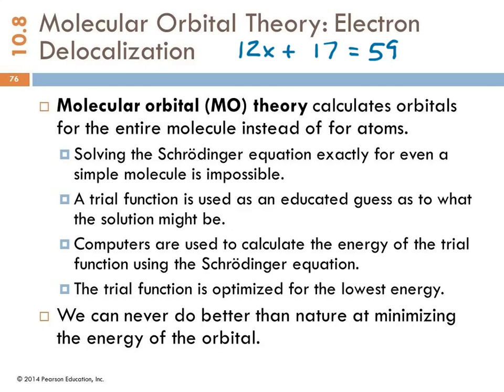So of course, we're not chunking these out by hand with a calculator. We use computers to do this, powerful computers, and they crank through all these numbers. And so they calculate the energy of the trial function, and then the trial function is adjusted, optimized, to get the lowest energy. Because it's always going to be the lowest energy function that's going to be true. We can never do better than nature at minimizing the energy of the orbital. No matter how long you spend calculating molecular orbitals for a molecule, you're never going to find one that's lower than the actual orbitals in the molecule.